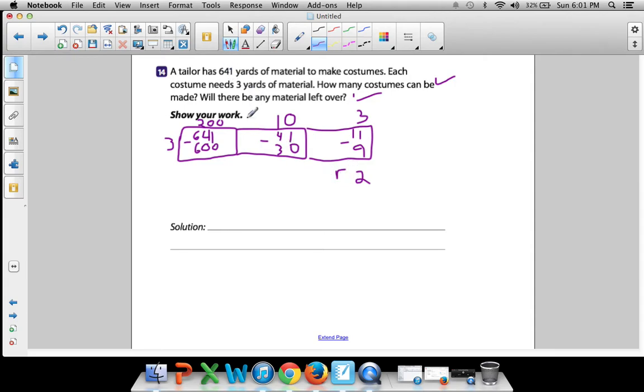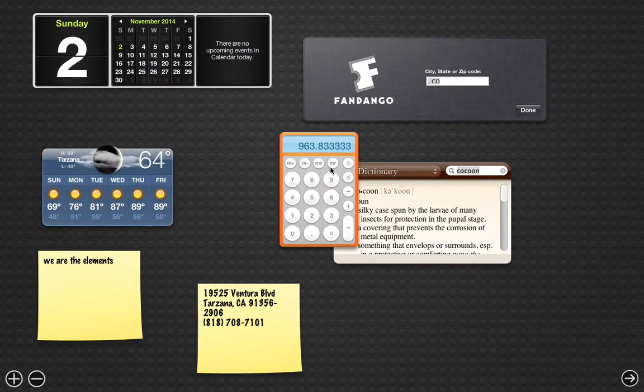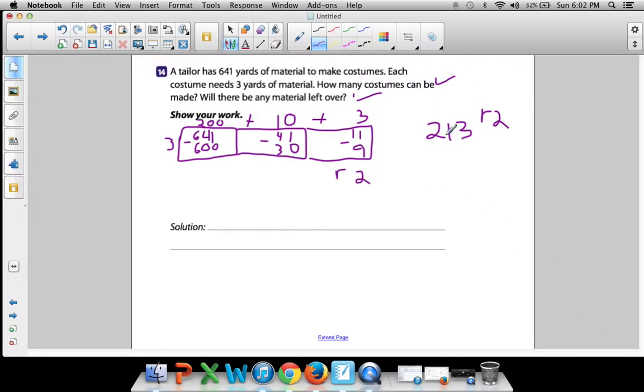So we have to add up all the partial products on top. We get 210 and 3 for 213 with the remainder of 2. And let's double check on a calculator. 641 divided by 3. 213 with some decimal. That's what the remainder is. So good. We did a good job.